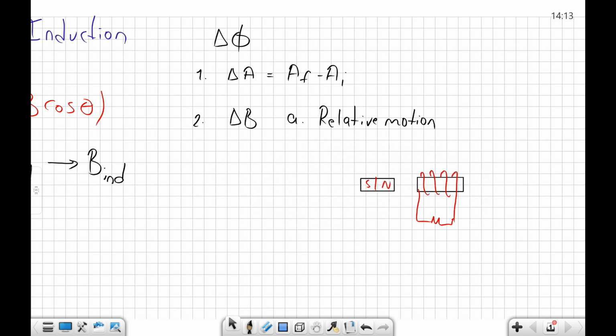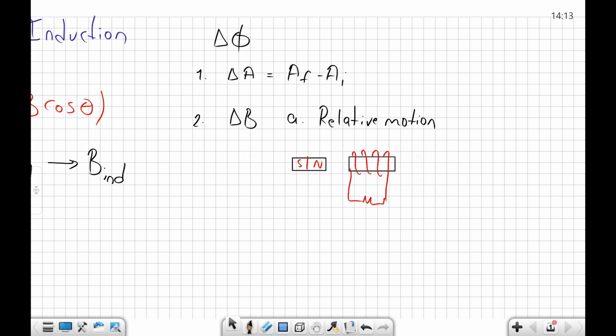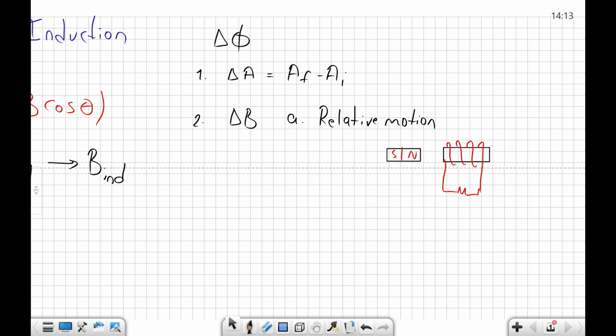But now I am moving both of them together. I don't have any relative motion.